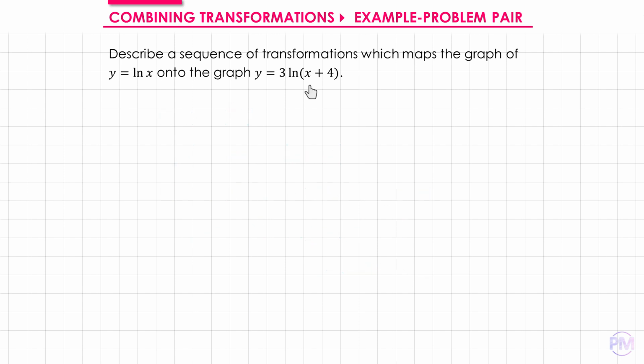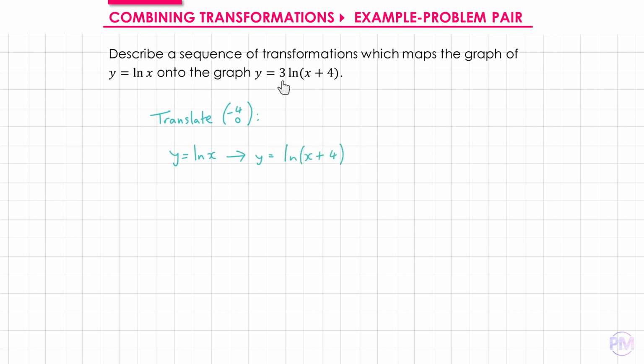This time we'll first deal with the x plus 4. To get from x to x plus 4, we need a translation of 4 units in the negative x direction. Let's apply that to the original function. To apply a translation of (-4, 0), we do x plus 4.